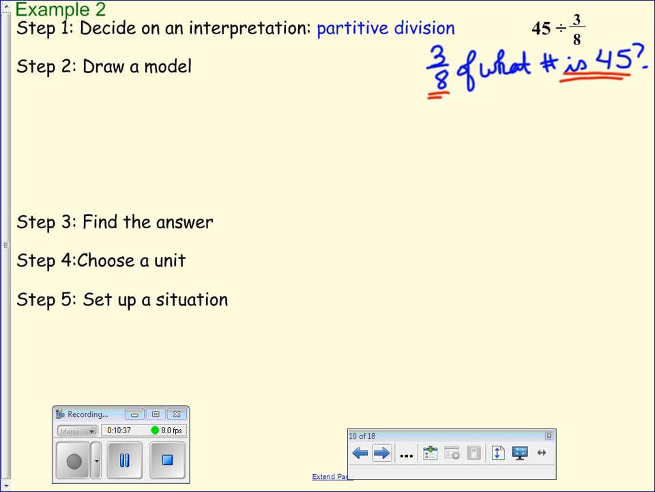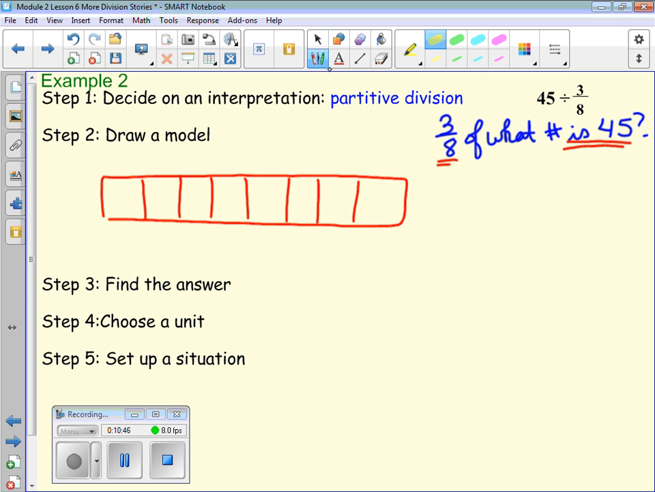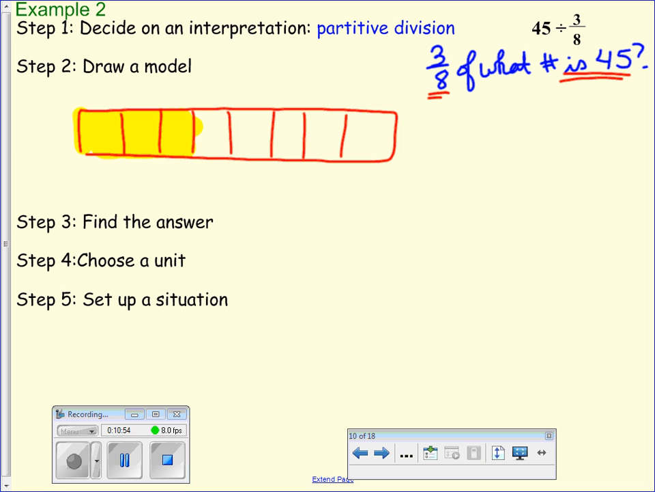So if 3/8 is 45, I can show that on my model. So there's my 8s, because 8 is my denominator. I only need 3 of the 8s, so I shade in 3. 3 was my numerator. Isn't that 45? Yeah, so that 3/8 is 45.